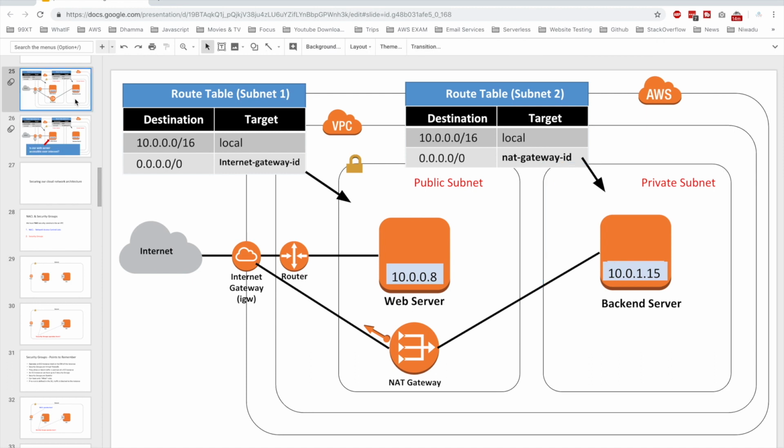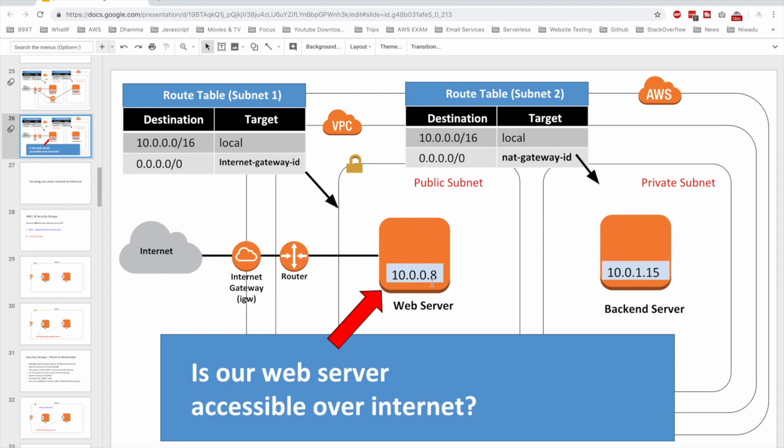Now I have a question for you guys. We mentioned that the web server is in the public subnet where the internet gateway is attached. So can someone outside our network access our web server via the internet? Just think about the current setup that we have right now. Well, the answer is no. The reason is, guys, we have not yet defined the security for our network architecture.